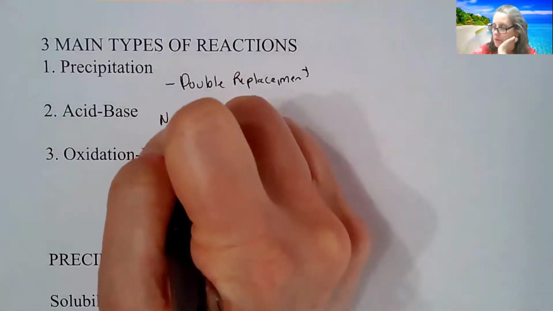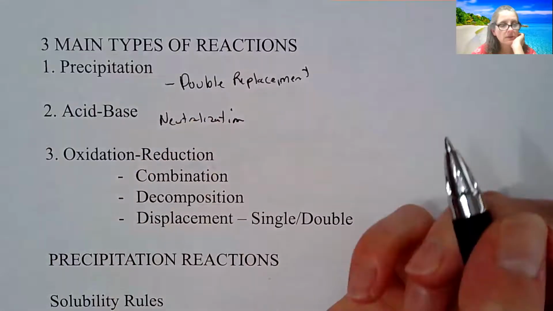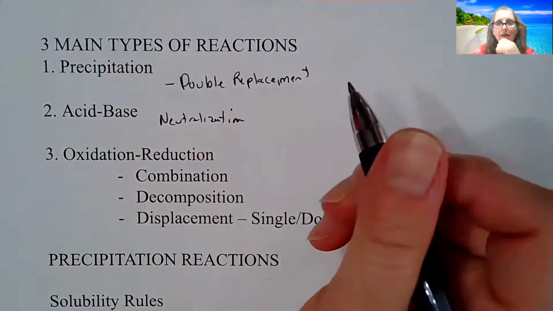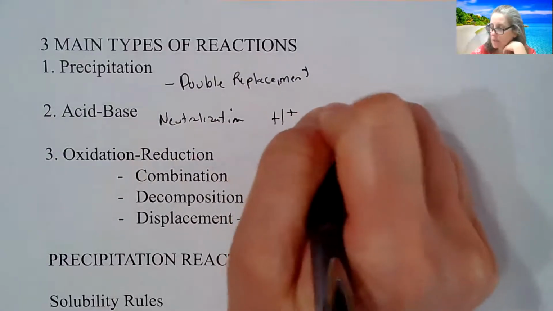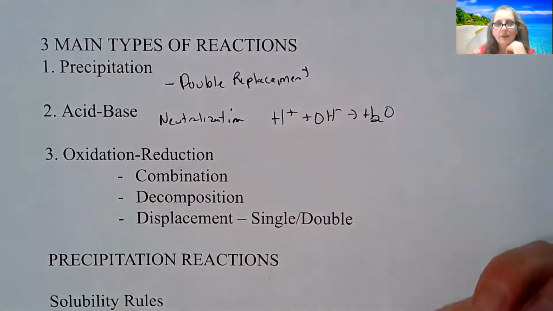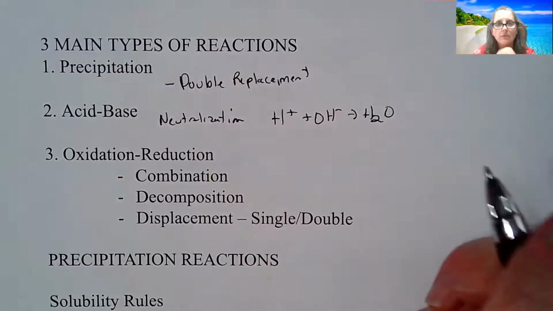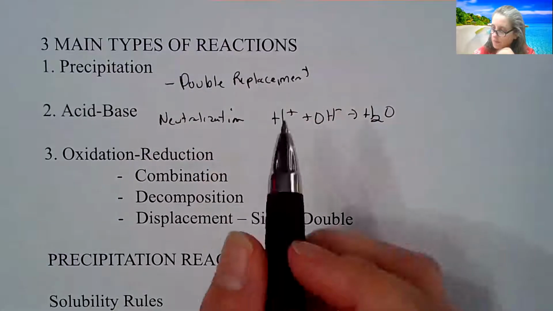Acid-base is what we call neutralization reactions. And neutralization reactions was when we were talking about doing a titration or something like that. H+ plus OH minus making water is a famous Net Ionic Equation that we have for acid-base chemistry. So these are called neutralization or acid-base types of reactions.